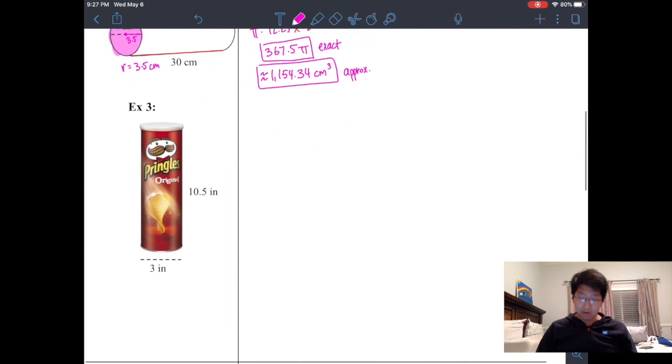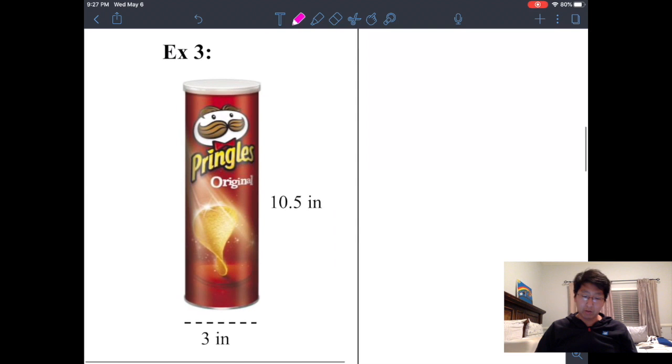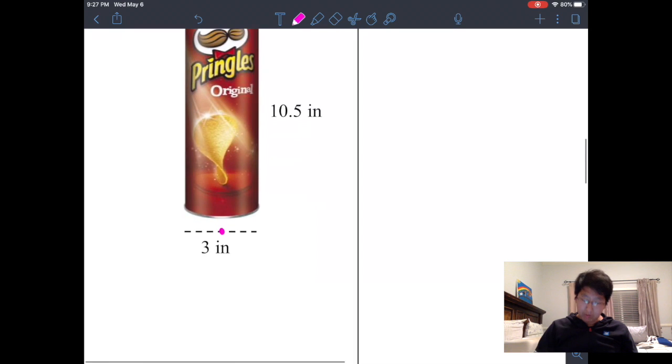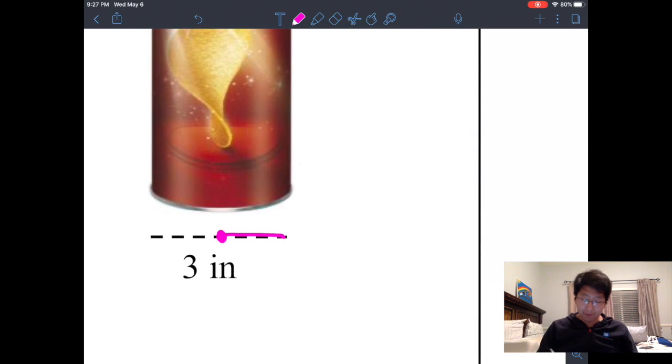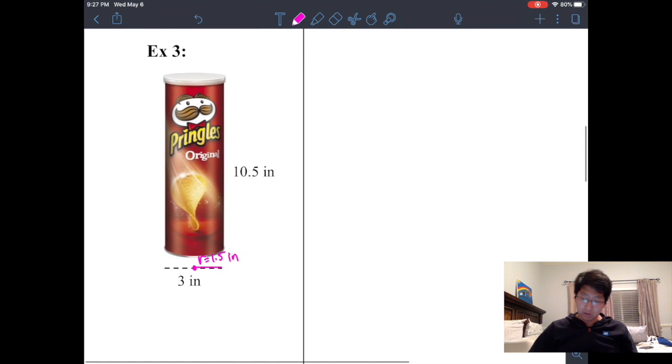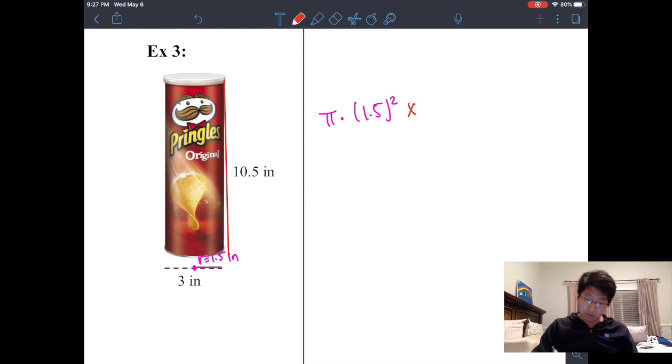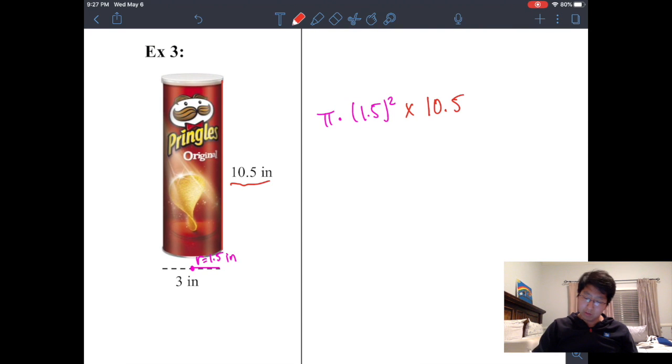Okay. All right, our last one, we have a Pringles. Who doesn't love a Pringles? Okay, we have a circle, but we need to find out what the radius is. So we need to take half of 3, which is 1.5. So the radius equals 1.5 inches. So we're going to take the area of the circle, which is pi times 1.5 squared. Okay. And we're going to multiply that by the height, which is 10.5. So times 10.5.